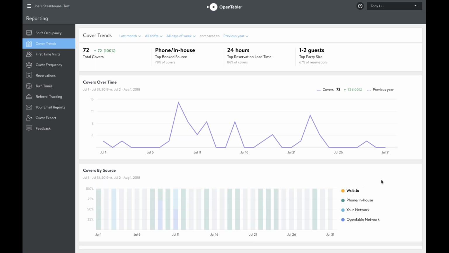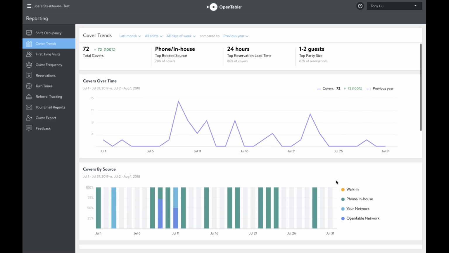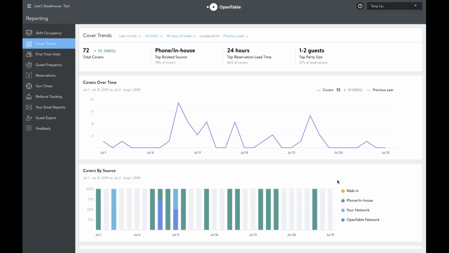Now, just to preface the walk-in data, how do we know if it's a walk-in customer? It's just when they come in and you put them in as a walk-in customer. That's how we know that they're actually a walk-in customer, right? And if they're walking in and waiting for a table, they're going to be counted as a walk-in cover as well.